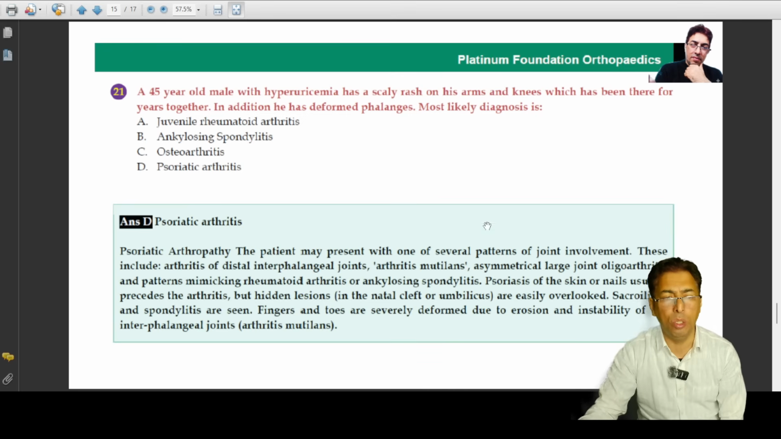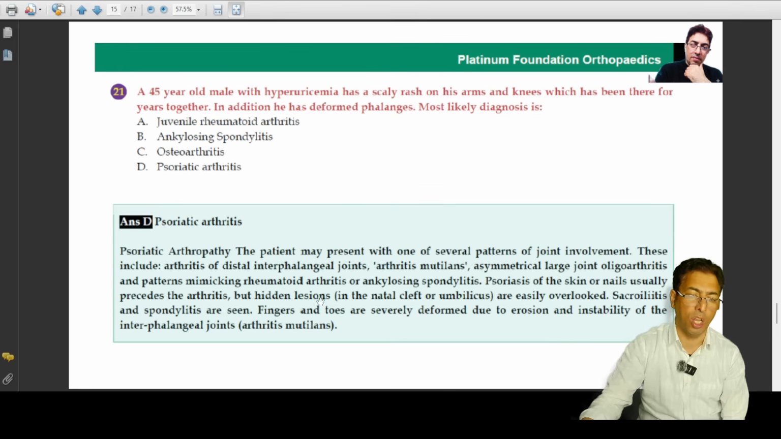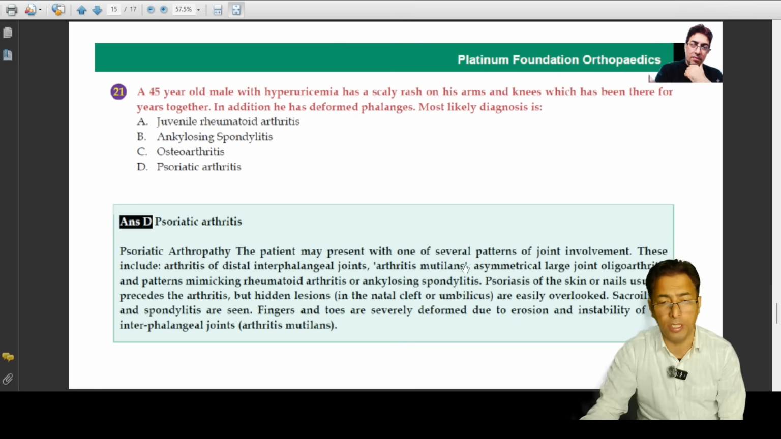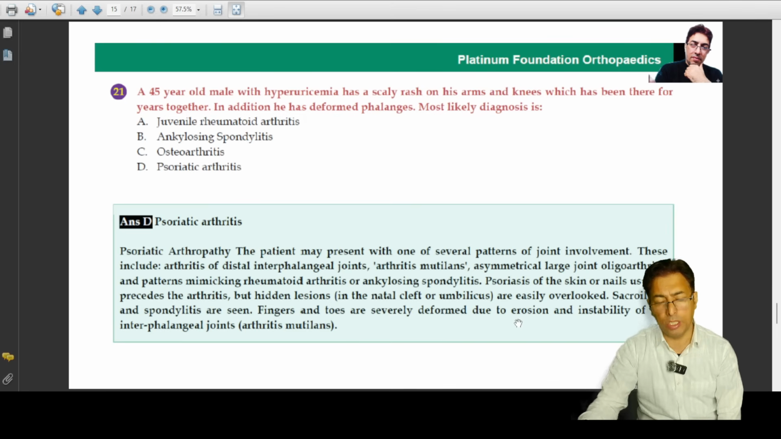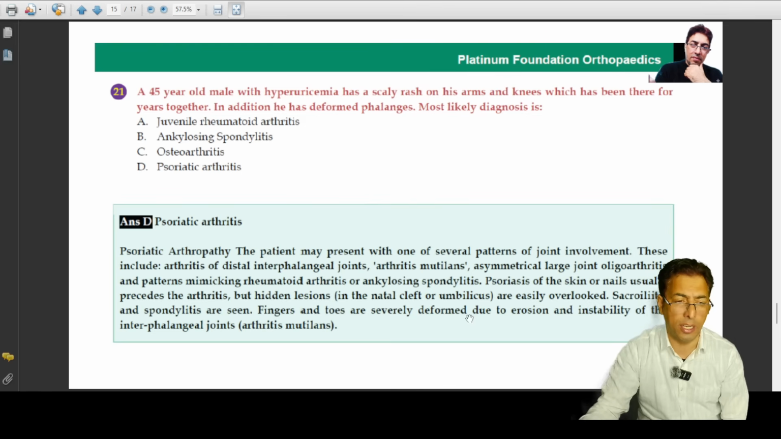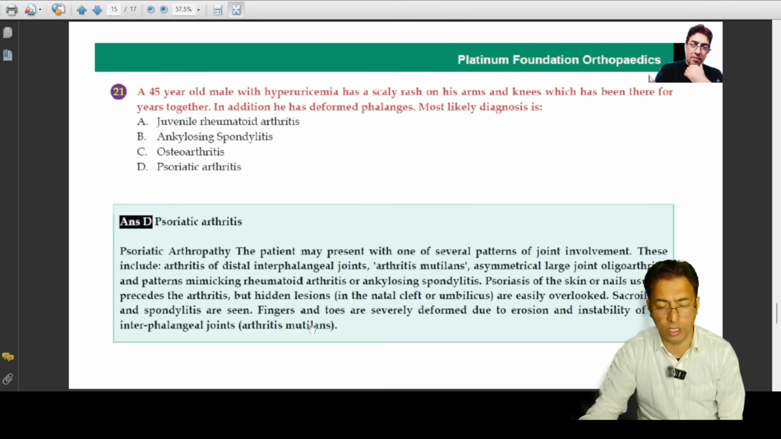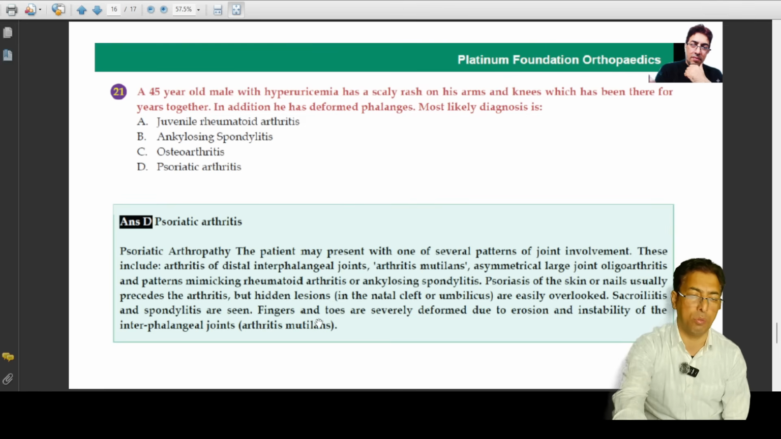So there are so many clues which you have to pick up. Just a two-line sentence, and the examiner has given you a clue in the form of hyperuricemia, a scaly rash and deformed phalanges. That is how psoriatic arthritis presents. Severe cases present with arthritis mutilans, a severely deforming entity. You have to remember that phalanges are deformed here, and that in arthritis mutilans the fingers and toes can get severely deformed, and due to erosion and instability of the interphalangeal joints, telescoping can occur. So this is a classical example of psoriatic arthritis.